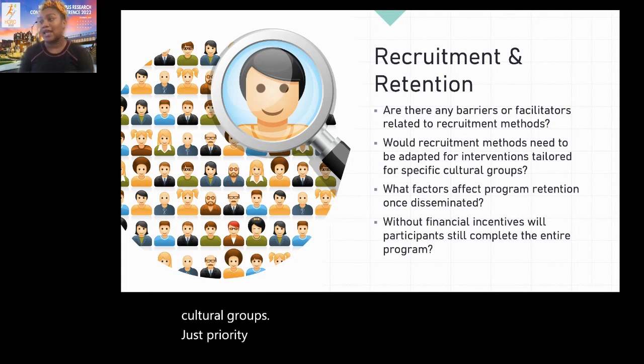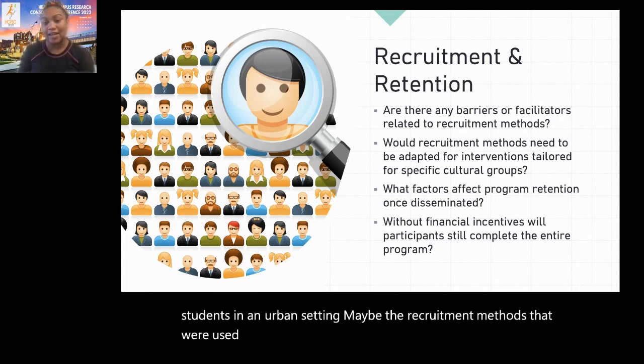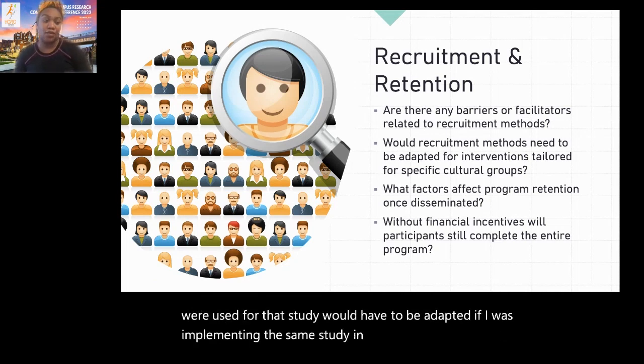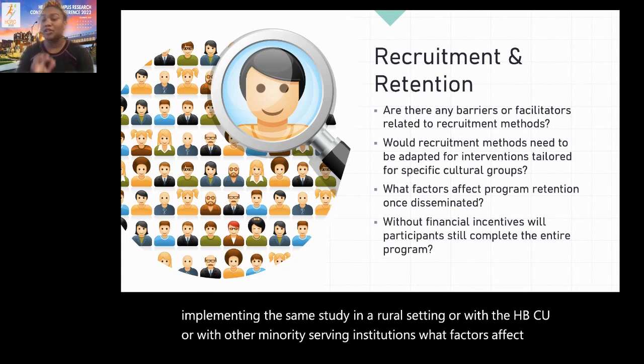Say a tool was developed for college students in an urban setting. Maybe the recruitment methods used for that study would have to be adapted if I was implementing the same study in a rural setting, or with an HBCU, or with other minority serving institutions. What factors affect program retention once disseminated? This is really important when it comes to sustainability.